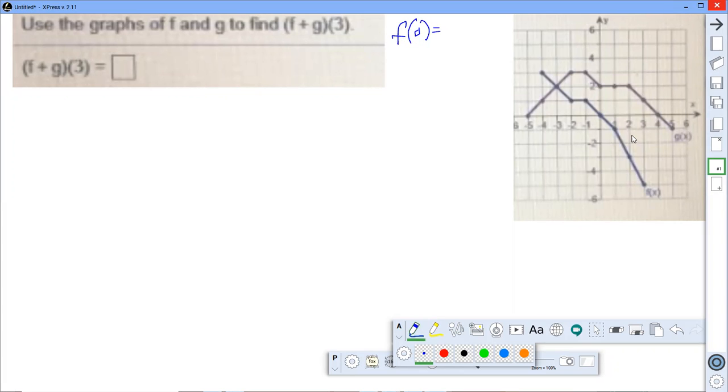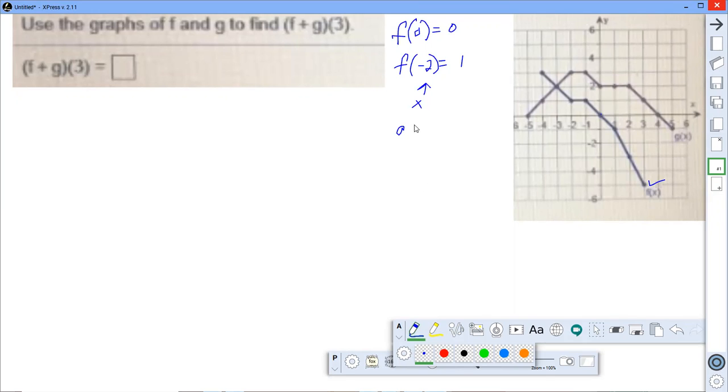So let's go to the f function, which is this one right here. When x equals 0, your y is also equal to 0. How about when you want to do f of -2? That means when your x is -2 right here, what is your y? So that's basically 1, right?